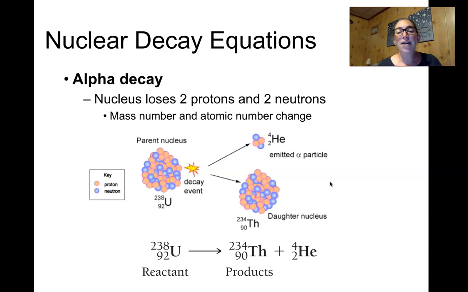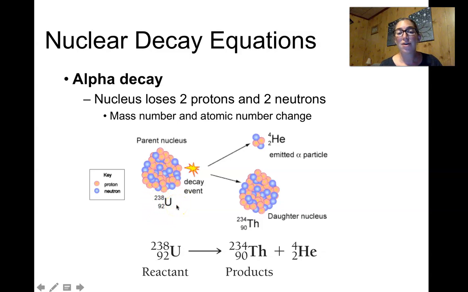So when an atom undergoes nuclear decay, it is actually spitting out a particle for alpha and beta decay, and we can write that out as an equation, a type of chemical equation. So we call it a nuclear decay equation. In alpha decay, the nucleus actually spits out 2 protons and 2 neutrons, and that is basically a helium nucleus. So we indicate that particle with the symbolic notation for helium. And we can write this equation here.